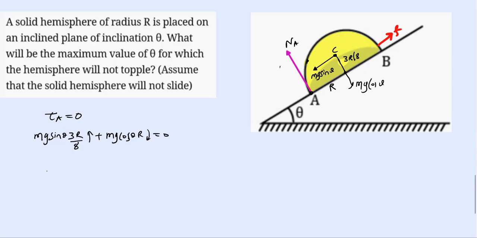Okay, now mg will get cancelled out. Tan theta equals 8/3. So the maximum value of theta will be tan inverse of 8/3. Simple problem. You should just have the ability to analyze the problem properly.